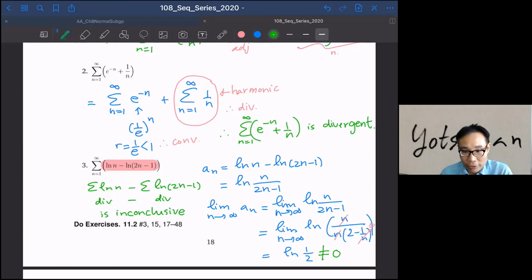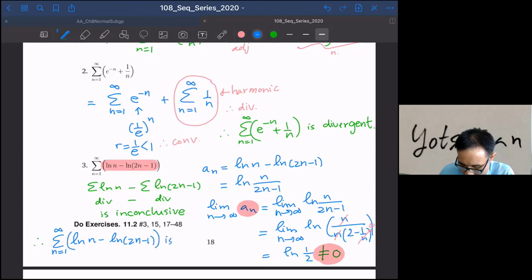So when you have the limit of a_n not equal to 0, you conclude that the series n equal to 1 to infinity of log n minus log of 2n minus 1 is divergent. That's all.